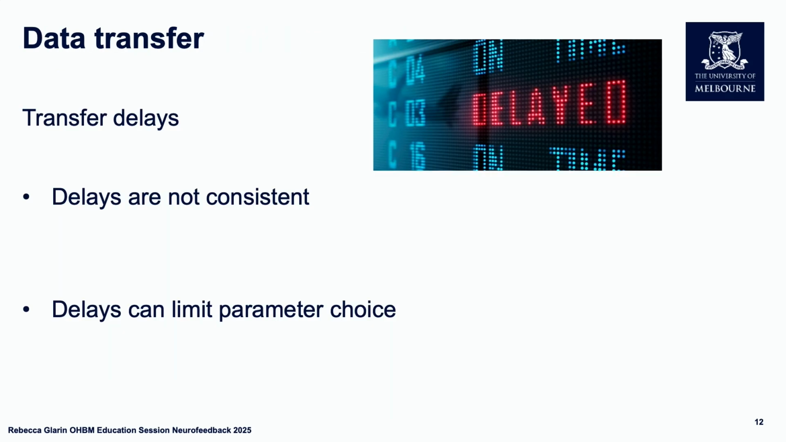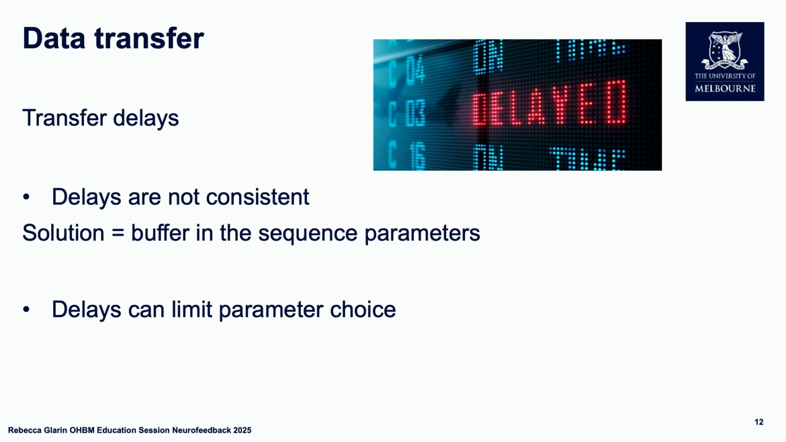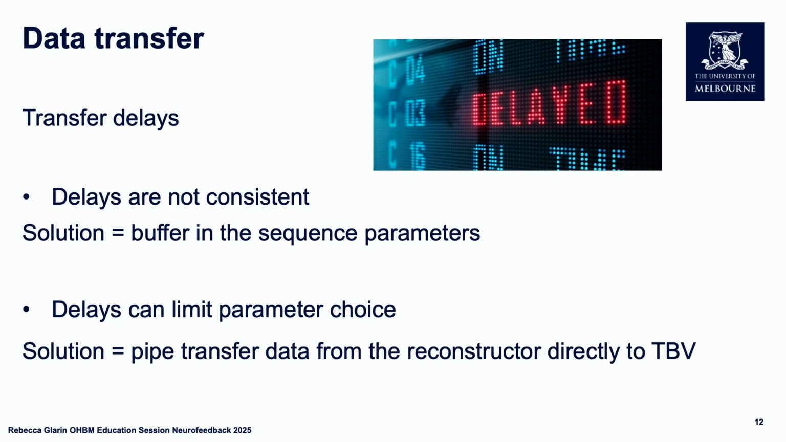And just a bit about the transfer delays. They're not consistent, and they can limit your parameter choice. As I mentioned before, we put a buffer in to help with this inconsistency in the delays. And if you really want to push it, as Sampras mentioned, there are some people that are pushing it. You can pipe your reconstruction, your data straight from your image reconstructor on your scanner to your Turbo Brain Voyager, and don't go back into the scanner system and then back out to the Turbo Brain Voyager. So that's an option.